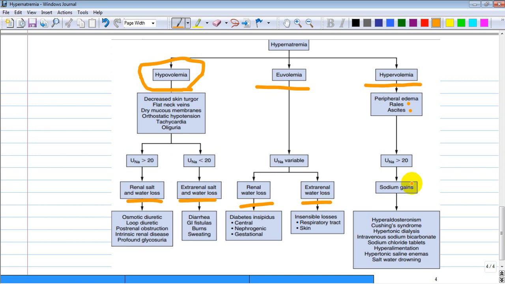Treatment is determined by how severe the hypernatremia is, how rapidly it developed, and whether the extracellular fluid volume is increased or decreased. For example, for this type, hypovolemic, you are giving water. For this one, you are giving diuretics and promoting excretion and elimination of the sodium from the body.